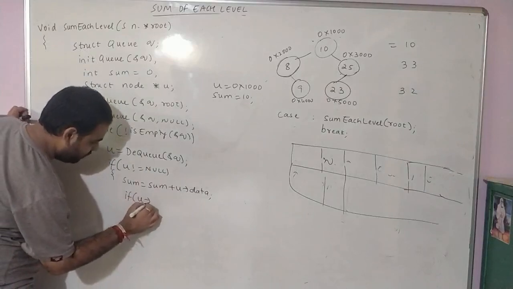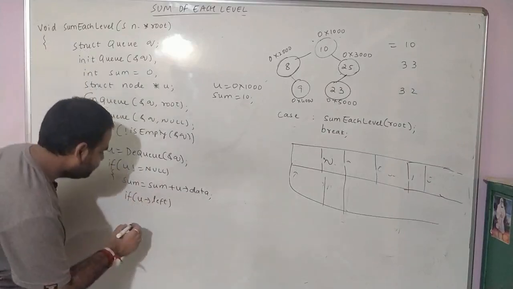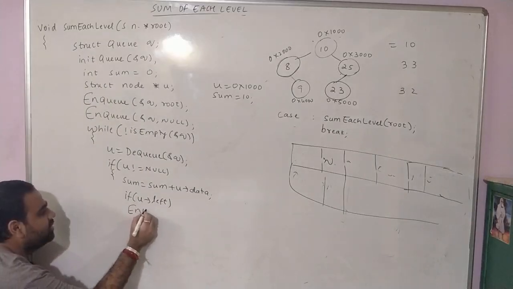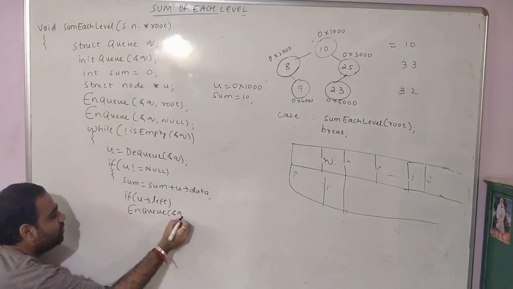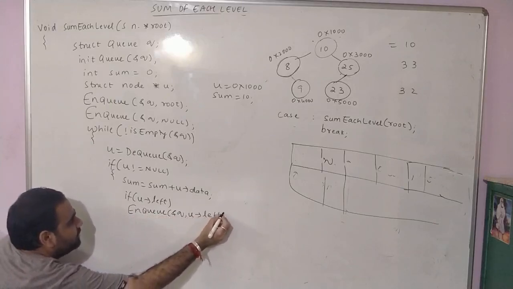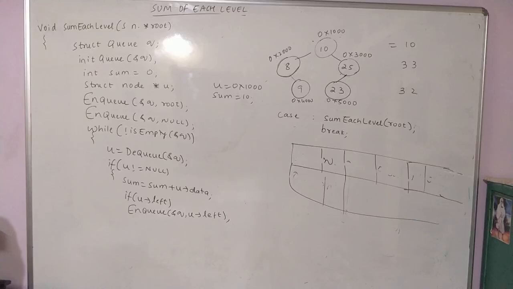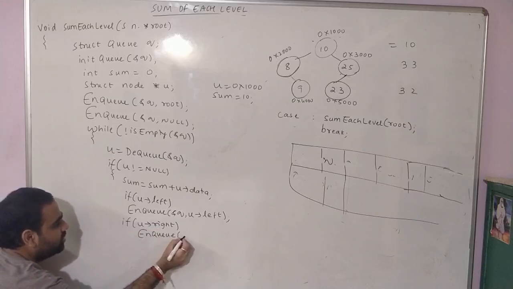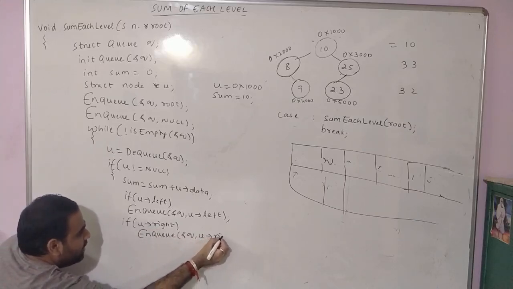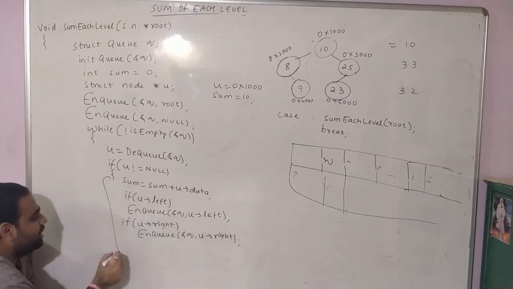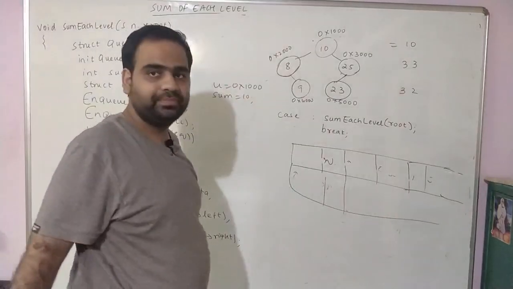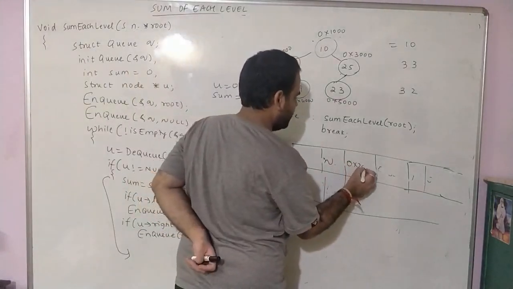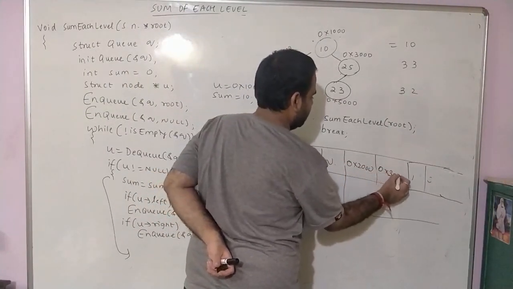How do we do it? We say if u arrow left is not equal to null, then we enqueue in this queue u arrow left. Now what is 1000 arrow left? 1000 arrow left is 2000. 2000 is not equal to null. Therefore, you enqueue 2000. Similarly, you check if u arrow right is not equal to null, then you enqueue in this queue u arrow right. This is the end of the if. 1000 arrow left is 2000, and 1000 arrow right is 3000. Okay.